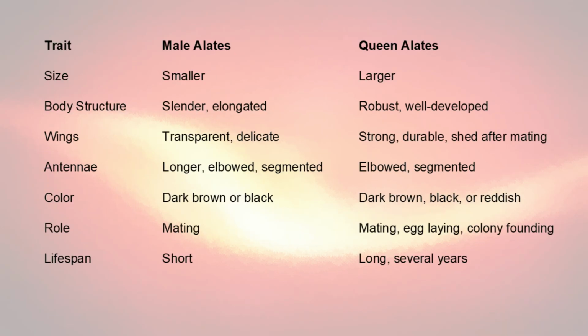Let's take a look at some of the traits of male alates and queen alates. First, if we look at the size, the males are smaller and the queens are larger. With the body structure, the males are more slender and elongated, the queens are more robust and well developed. With the wings, the males have more transparent and delicate wings, whereas queens have strong, durable wings and shed them after mating. With the males, the antenna is longer, elbowed, and segmented.